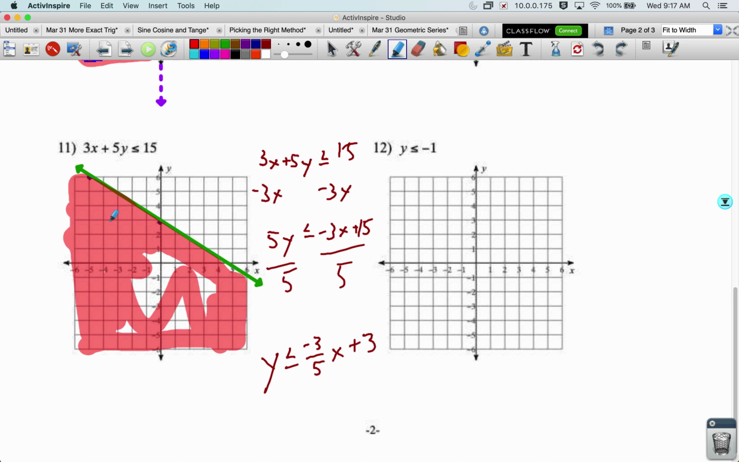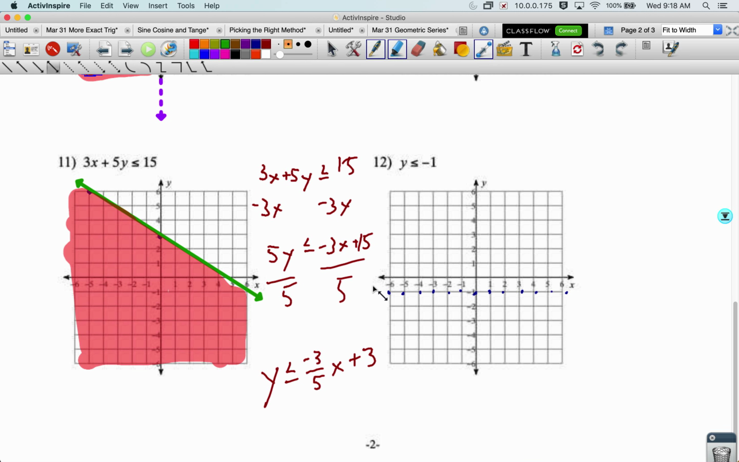All right, y is less than or equal to negative 1. So let's dot in the line y is equal to negative 1, which would be a horizontal line. We're actually going to end up connecting this with a solid line because it does have the or equal to part. And then we're going to shade below.